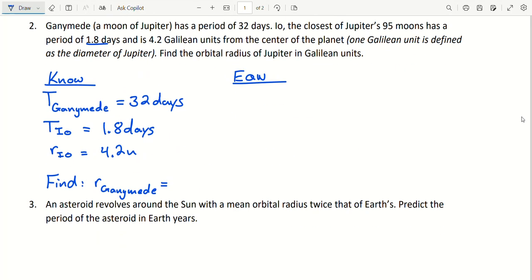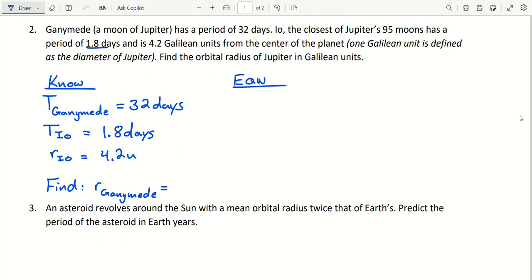Kepler's third law. Now, I'm going to think ahead real quick, and it doesn't matter. You can reflect stuff, right? That's a reflexive property. A equals B is the same thing as B equals A. We're trying to solve for the radius of Ganymede. And I will use my subscripts here, just so it doesn't get super ugly. The radius of Ganymede is what I'm after.